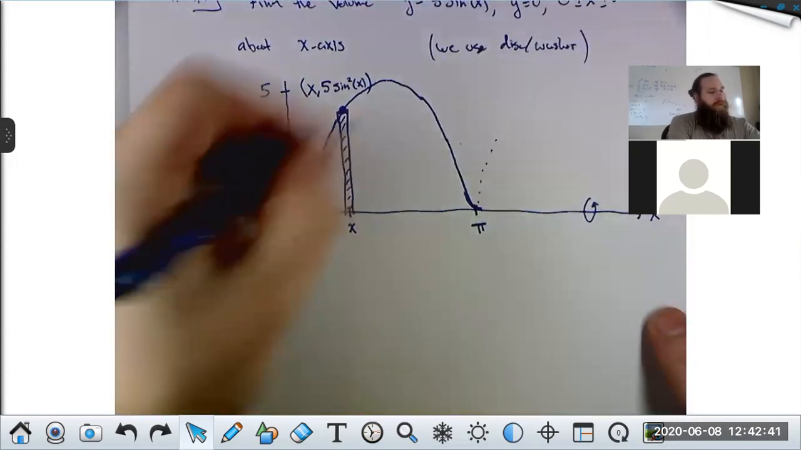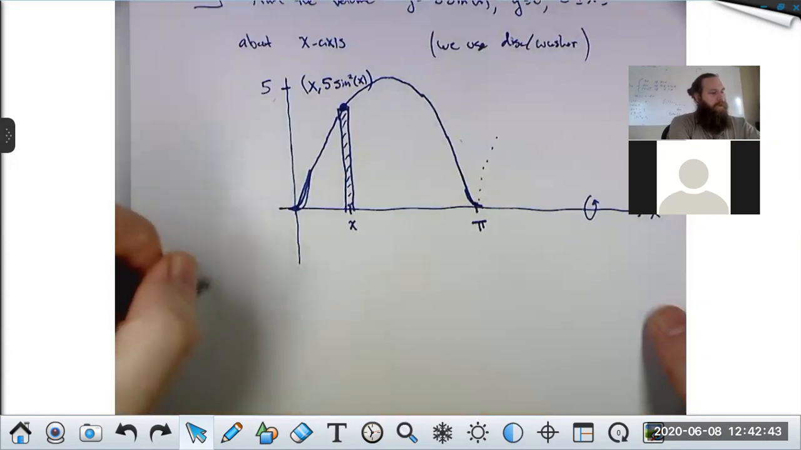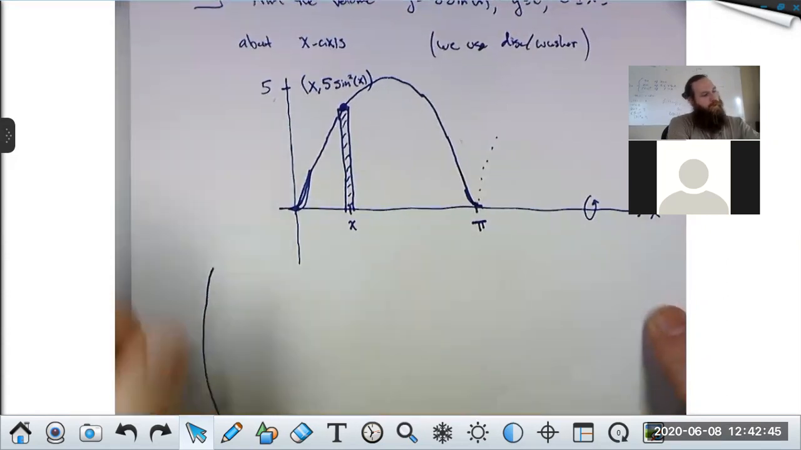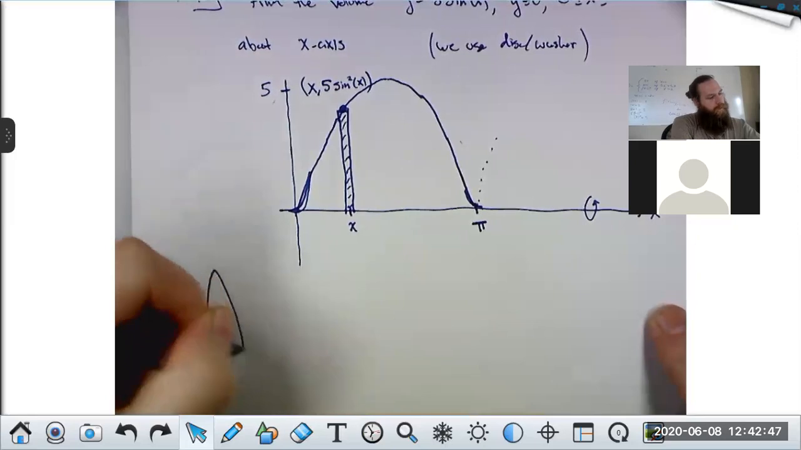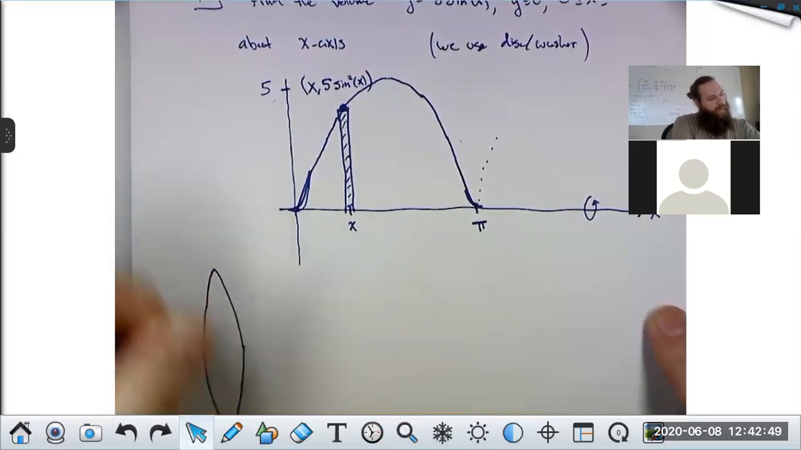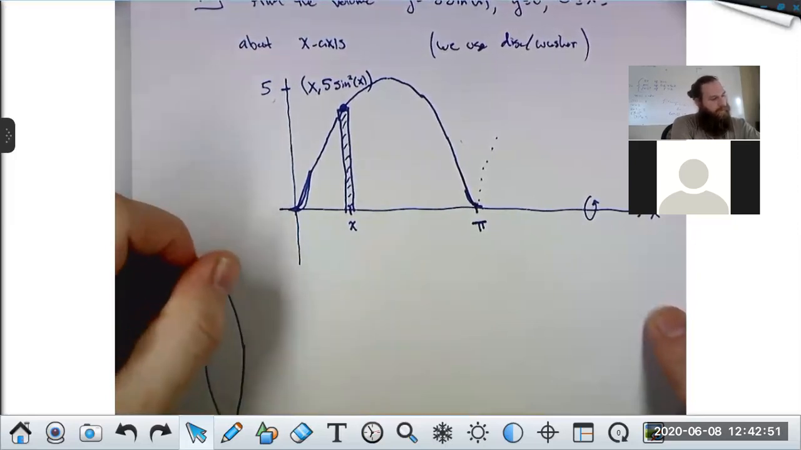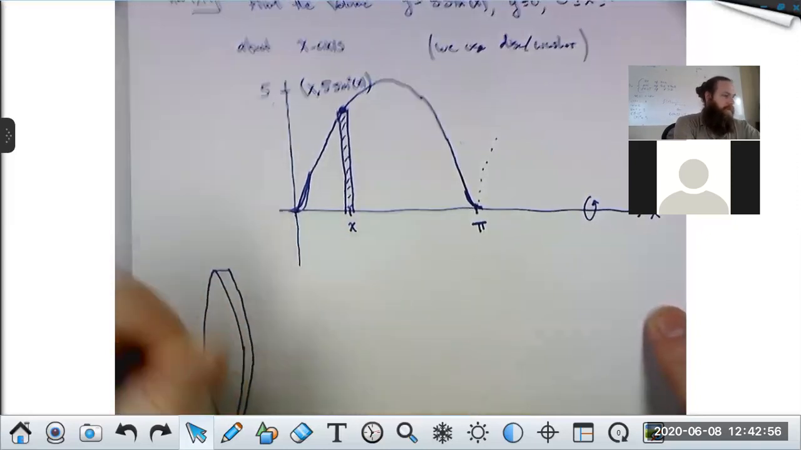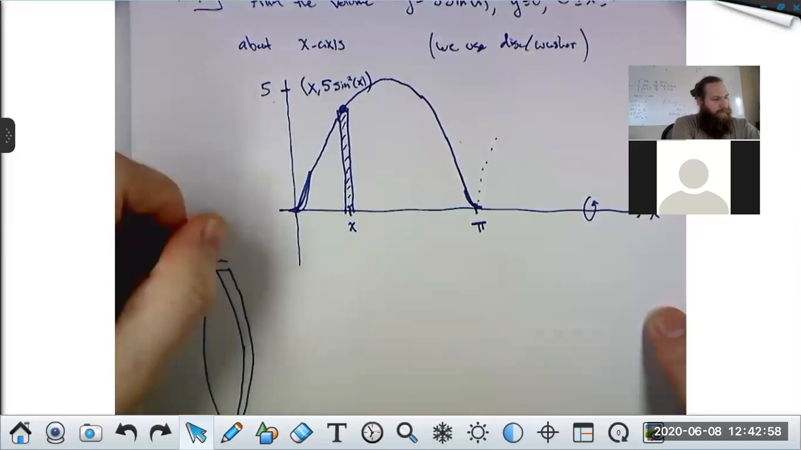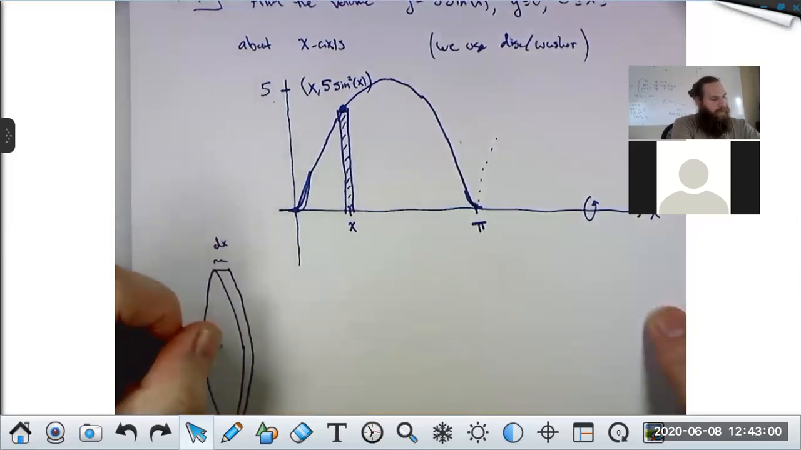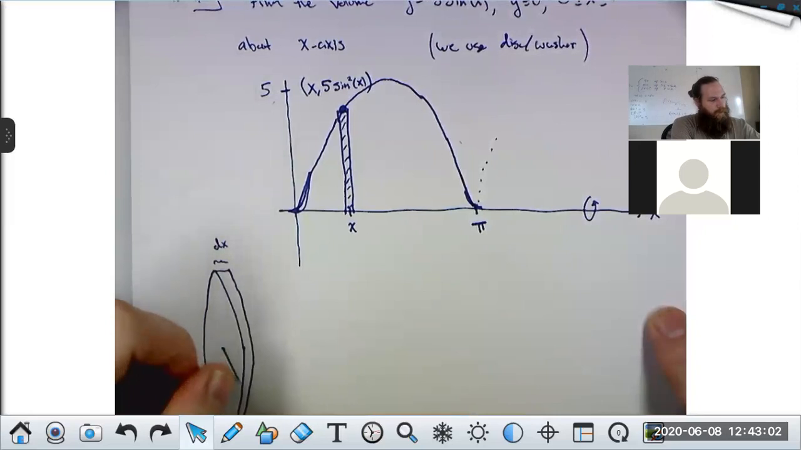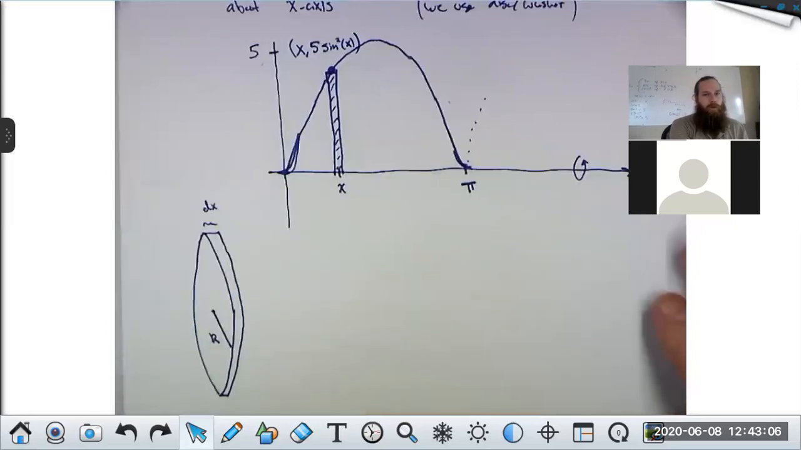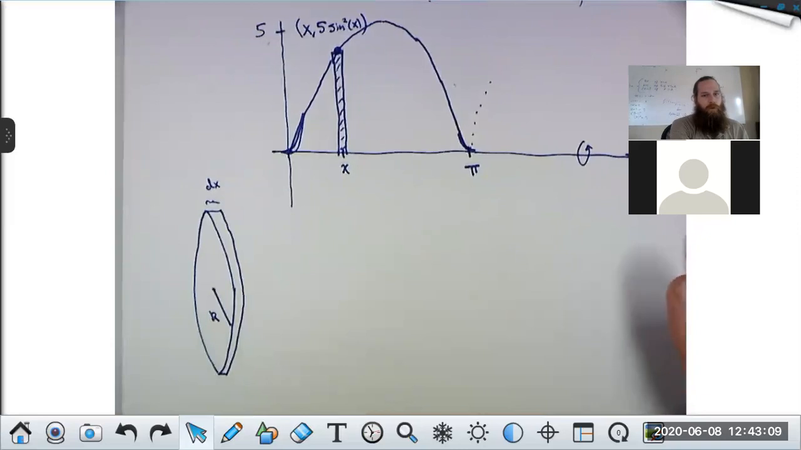If I rotate just that strip about this axis, that will generate a disk looking thing, having a very, very small differential thickness, dx, and a radius, capital R. Little r here is 0 because my strip extends all the way to the axis of rotation.